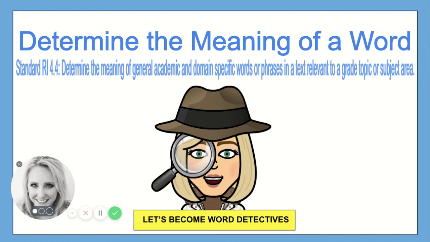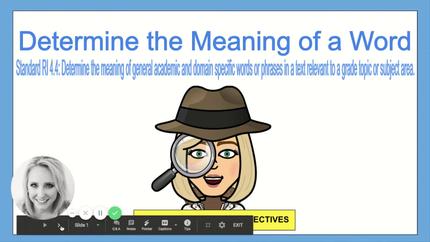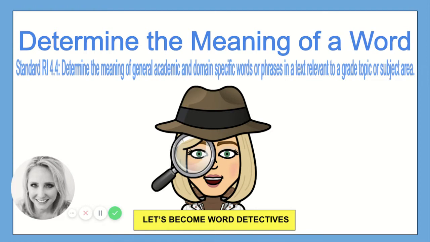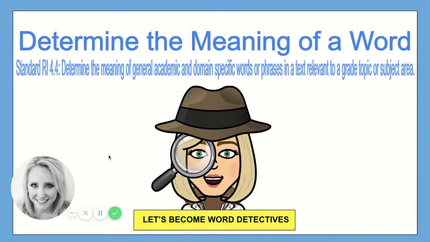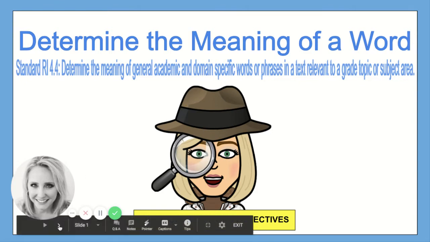My standard for today and your standard for today is you need to determine the meaning of a word or phrase in a text that is your grade level or your subject area. And today we're going to practice doing just that. I was playing Inspector Gadget, an old school cartoon that was always sleuthing around, trying to make connections and solve the mystery. And that's what we want to be. We want to be word detectives. We want to solve the meaning of a word by using different strategies.